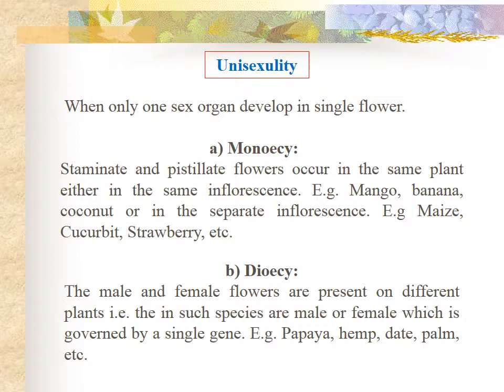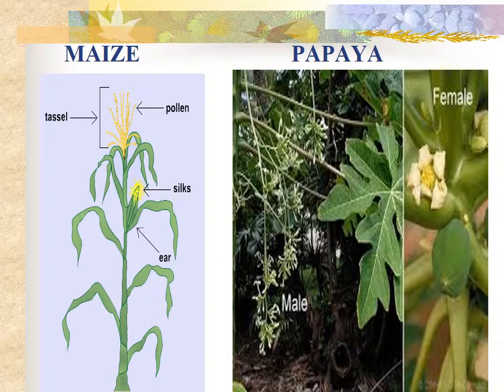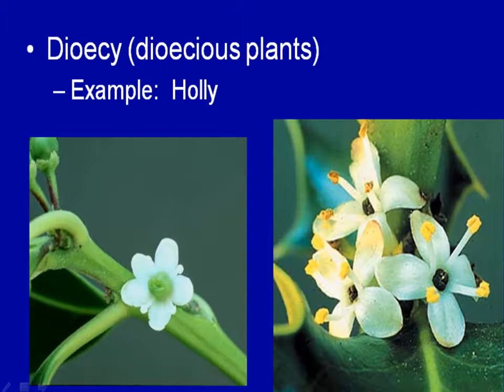Dioecy: the male and female flowers are present on different plants. In such species, male and female are governed by a single gene. Examples: papaya, hemp, date palm, etc. The maize plant represents the monoecious condition, where the tassel, or the male part, and the silk are at different positions. Another dioecious example is papaya, where we can find different male plants and different female plants. This is a representation of a dioecious plant. Example is holly.